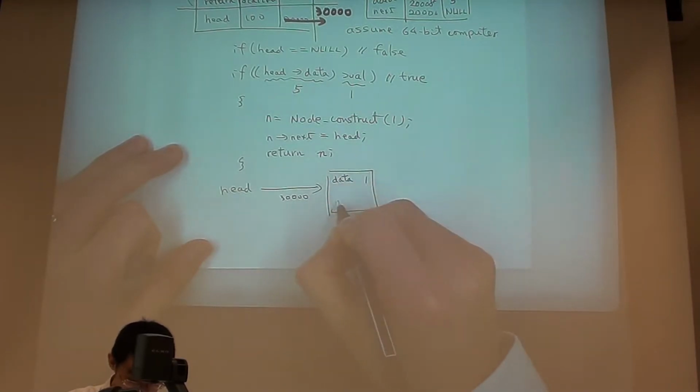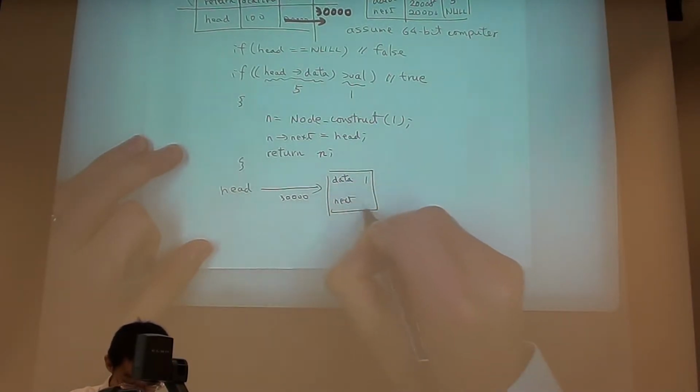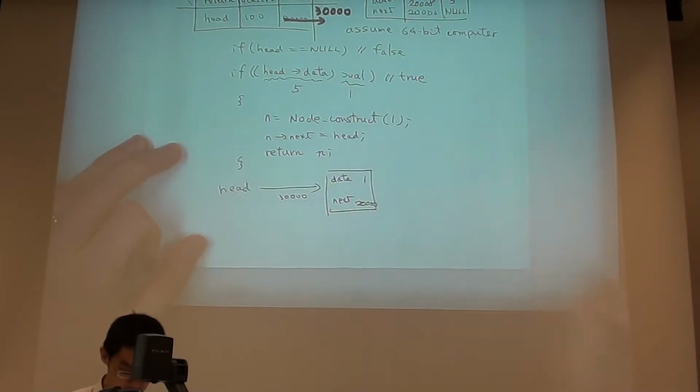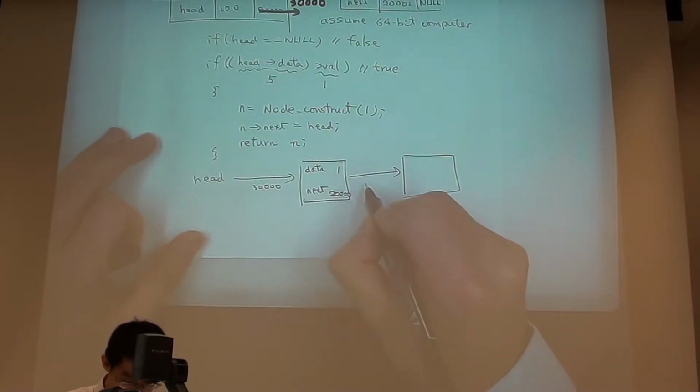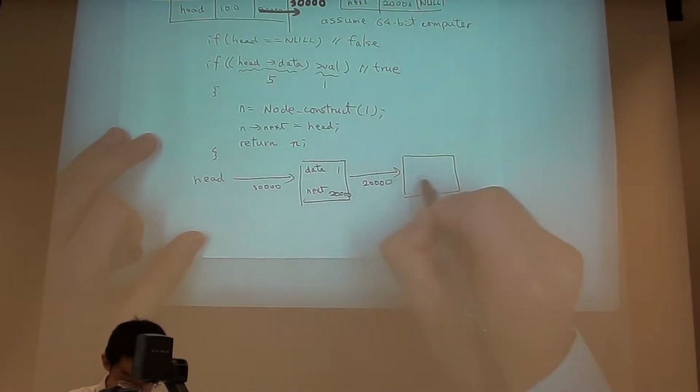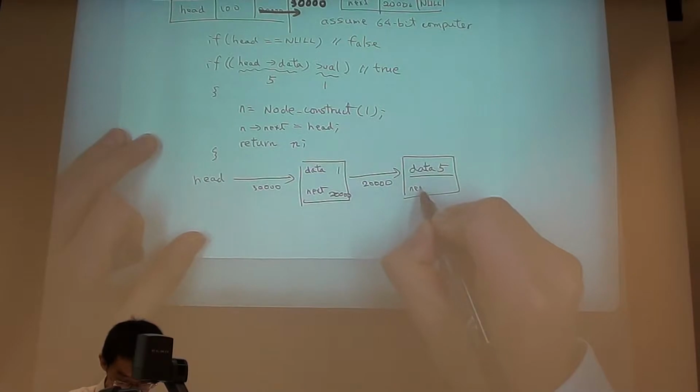Data is 1. Next is 20,000. So it points to 20,000. Data is 5. Next is null.